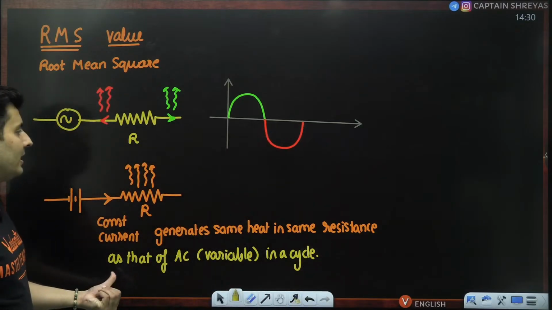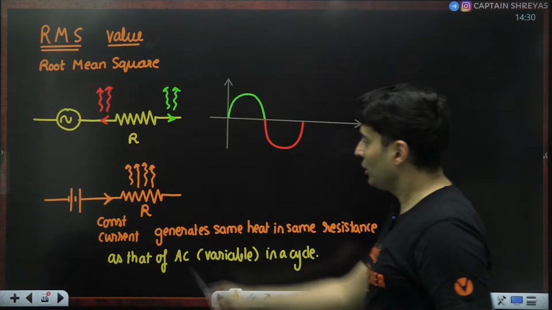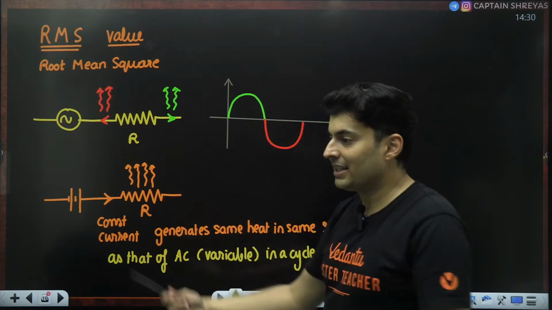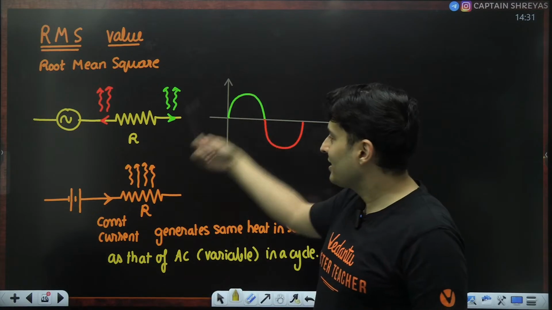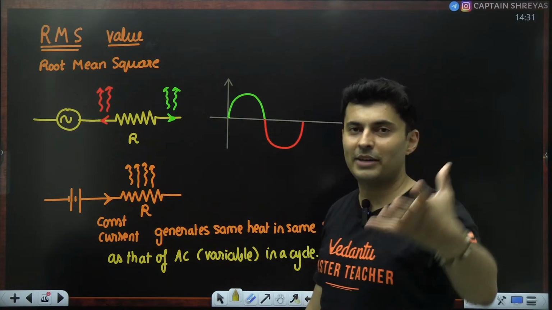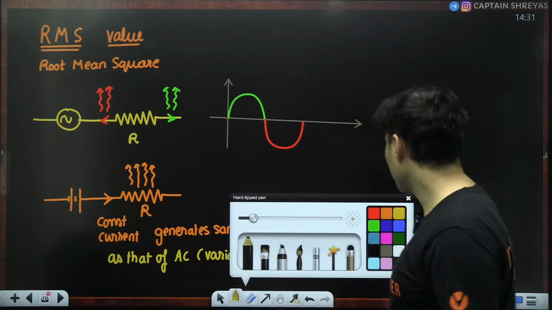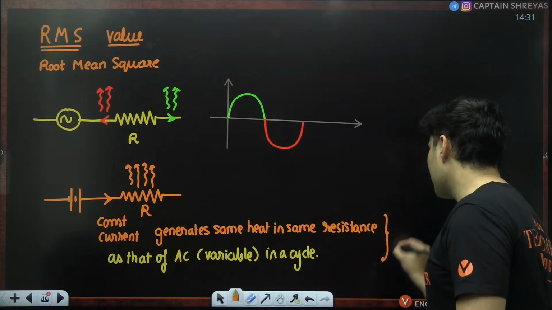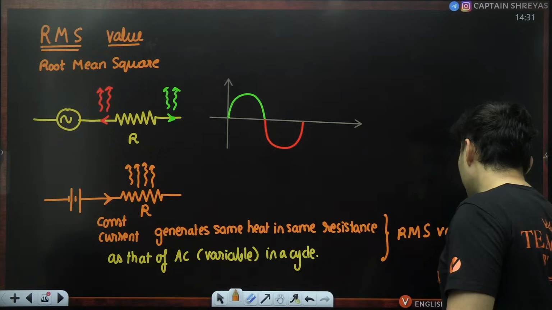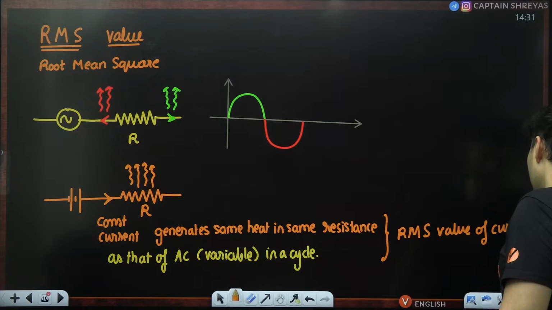That constant current is then called the RMS. That constant current of the DC, which can be used for heat calculations, and you can replace that AC with this constant current, and it produces the same power, same energy losses, is then called the RMS value. So this constant current is then called the RMS value of that particular current.